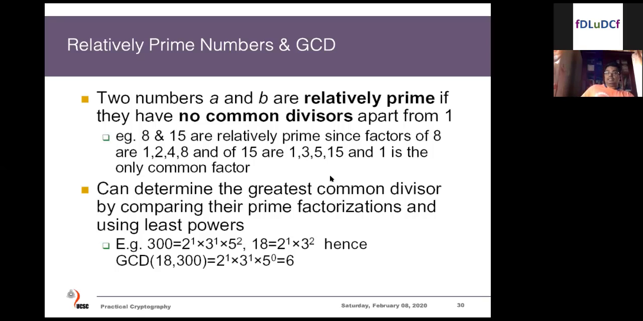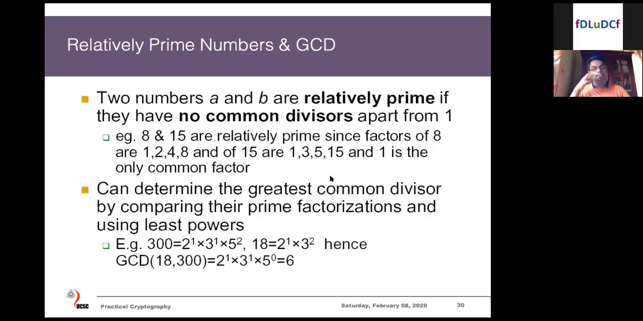Not only that, non-prime numbers are sometimes relatively prime. For example, we can say 8 and 15. 8 has the prime factor 2, and 15 has the prime factors 5 and 3. So 8 is not a prime number, but 8 and 15 are relatively prime numbers. Any two numbers that don't have common prime factors are called relatively prime numbers.